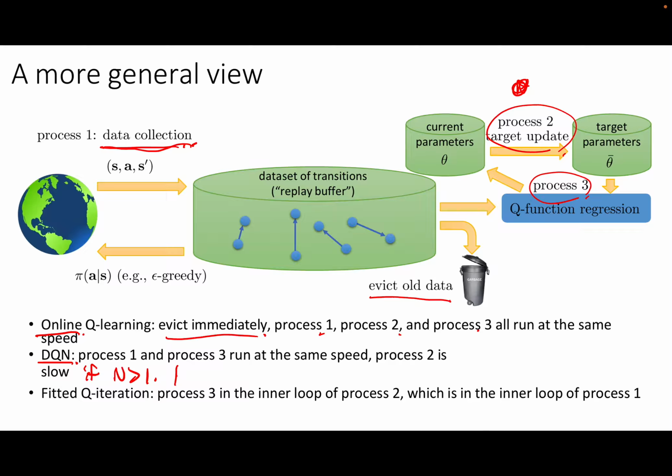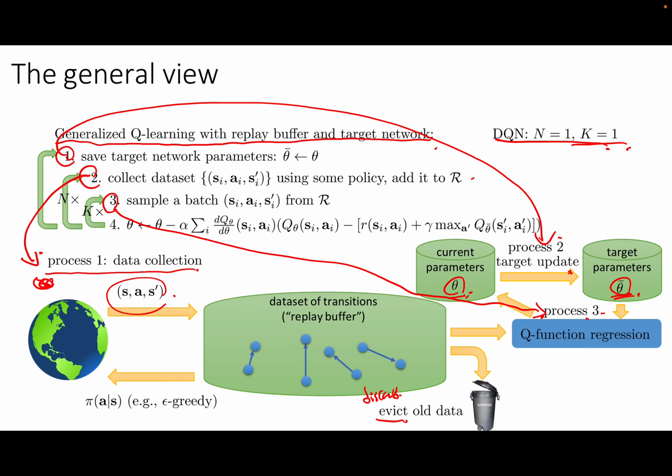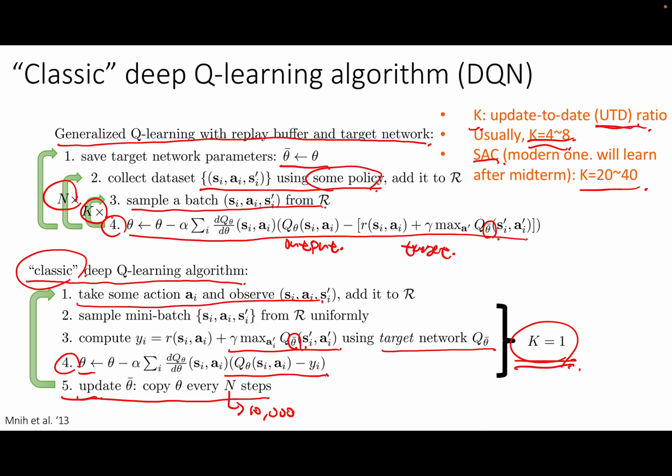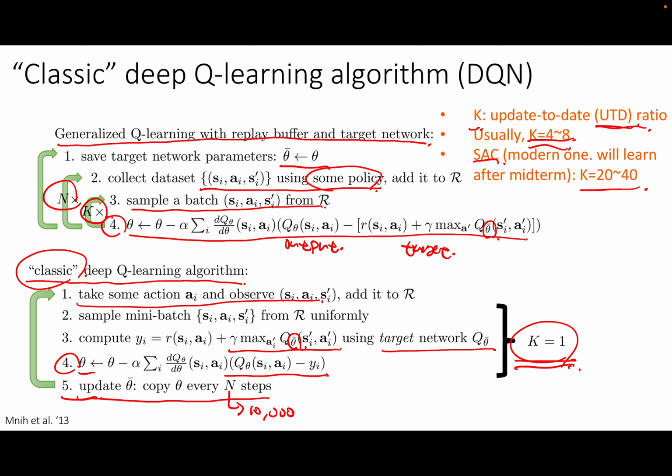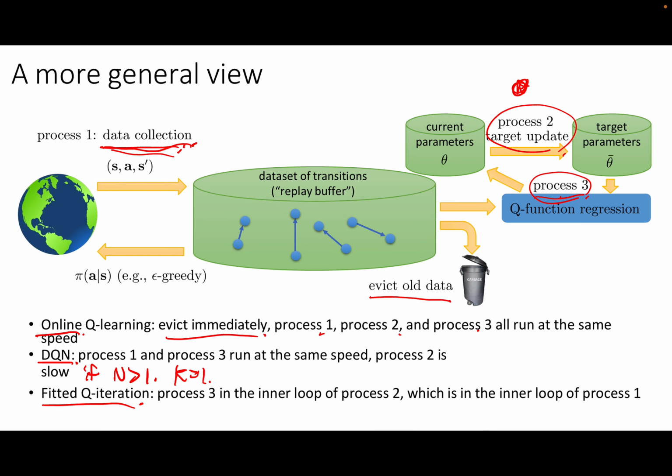But if k equals 1, then we just collect data and use that data. So the speed of process 1 and process 3 are the same. Fitted Q iteration, process 3, can be seen as a generalized Q learning. We actually learned fitted Q, where is it? Here, the fitted Q iteration algorithm. You can consider this a generalized formulation of Q network.